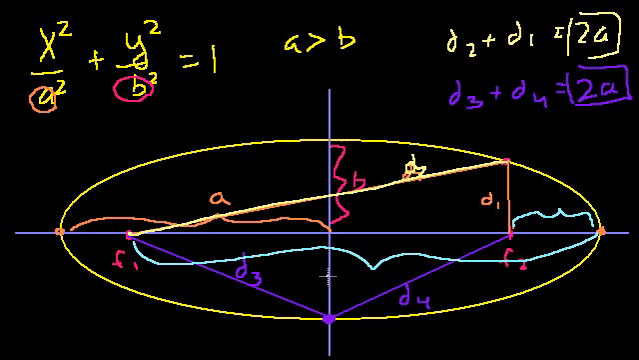So let's figure out how to do that. One thing to realize is that these 2 focus points are symmetric around the origin. So whatever distance this is right here is going to be the same as this distance right there, right? Because these 2 points are symmetric around the origin. So this right here is the same distance as that, right?